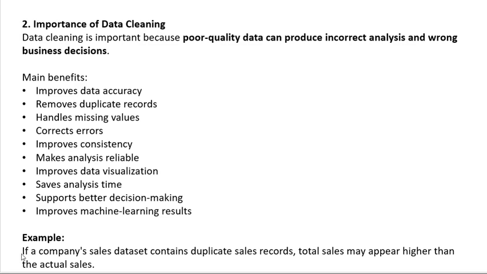For example, if a company's sales data set contains duplicate sales records, the total sales may appear higher than the actual sales.